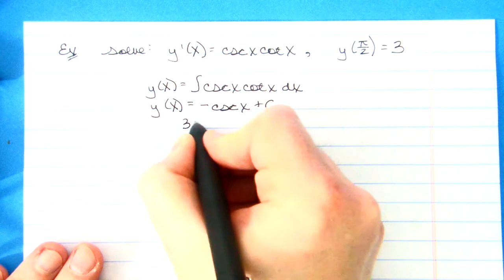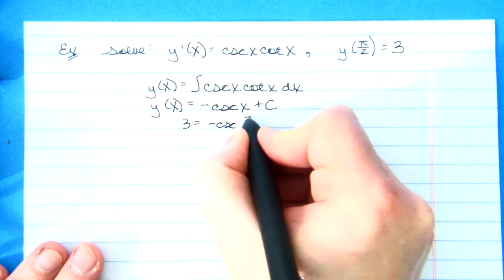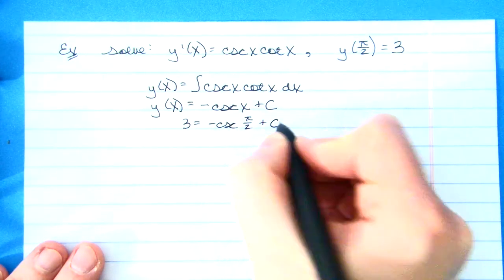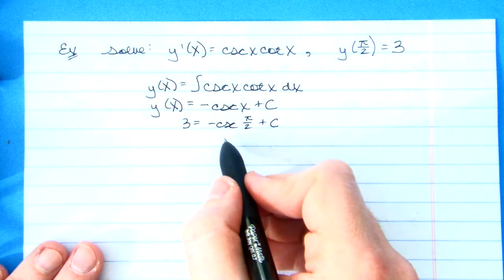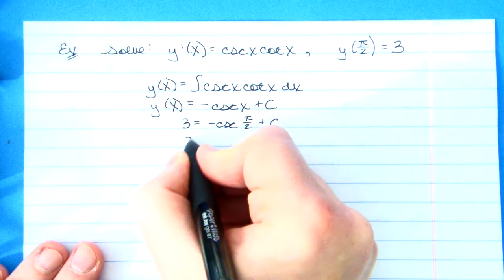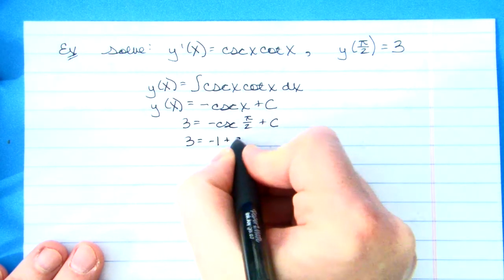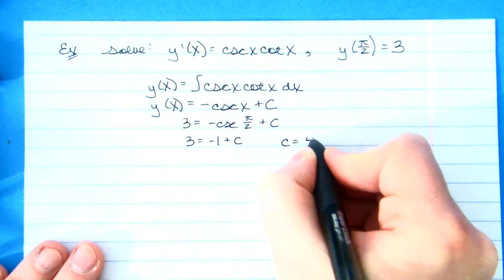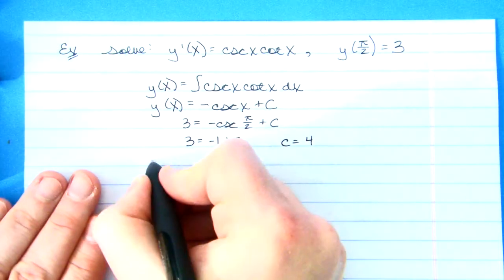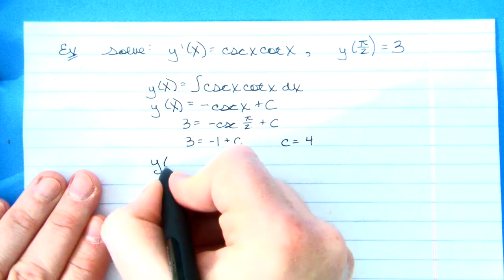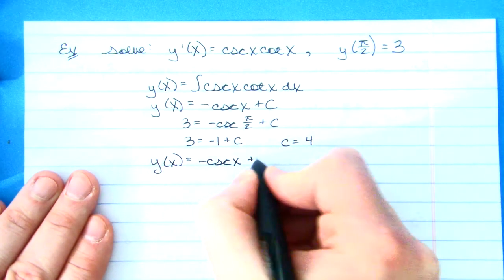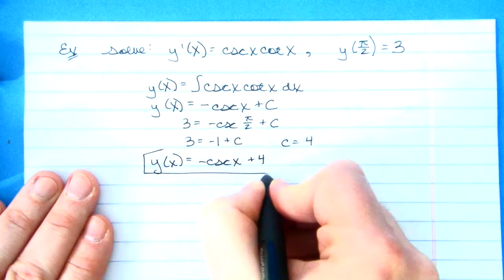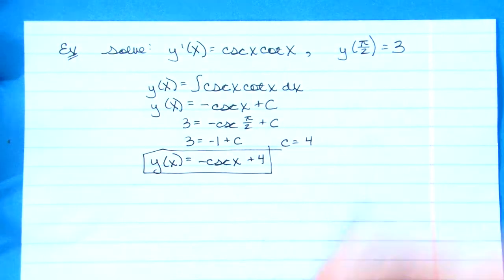So 3 equals negative cosecant of pi over 2 plus c. Cosecant, I don't really like cosecants, I'd rather do sines. The sine of pi over 2 is 1. Cosecant of that is 1 over 1, so 1. Negative 1 plus a constant. Our constant's going to be 4. Our particular solution is y of x equals negative cosecant x plus 4. That's it.